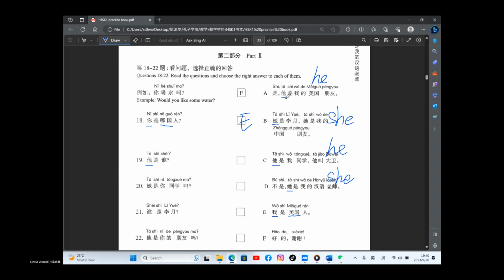A 是，他是我的美国朋友。Am I asking something about yes or no? No, I'm not. So A is not appropriate. C 他是我同学 He is my classmate. 他叫大卫 He is David. This one can be the answer of asking who is he, right? So we choose C.